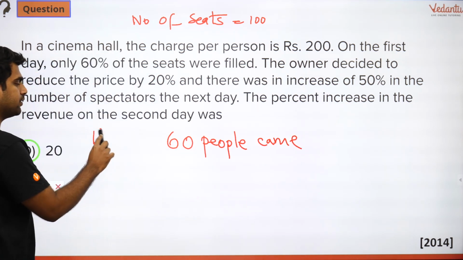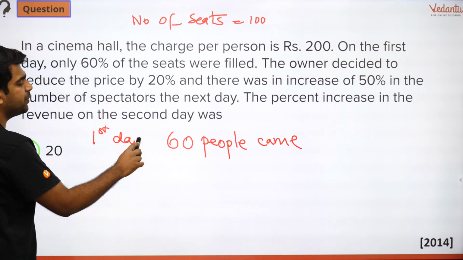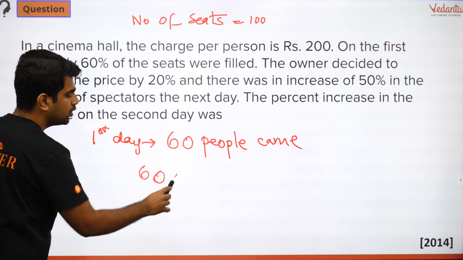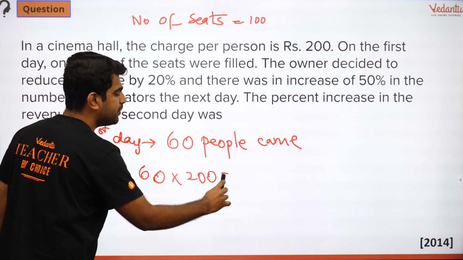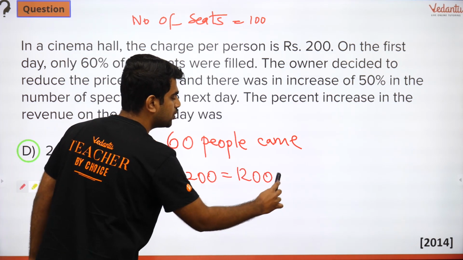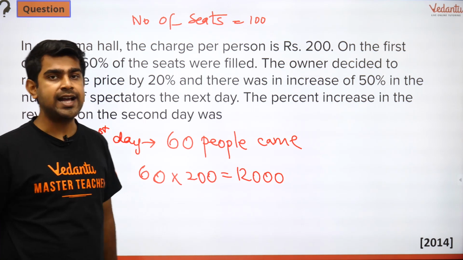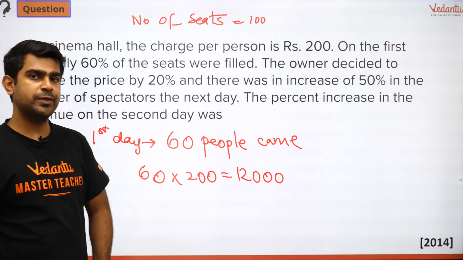Okay, this is the first day. If 60 people came, what is the money he gets? 60 into 200 is the amount of money he makes. So that will be 12,000 rupees. So for the first show, he got 12,000 rupees as revenue. Revenue means he's getting that much money.